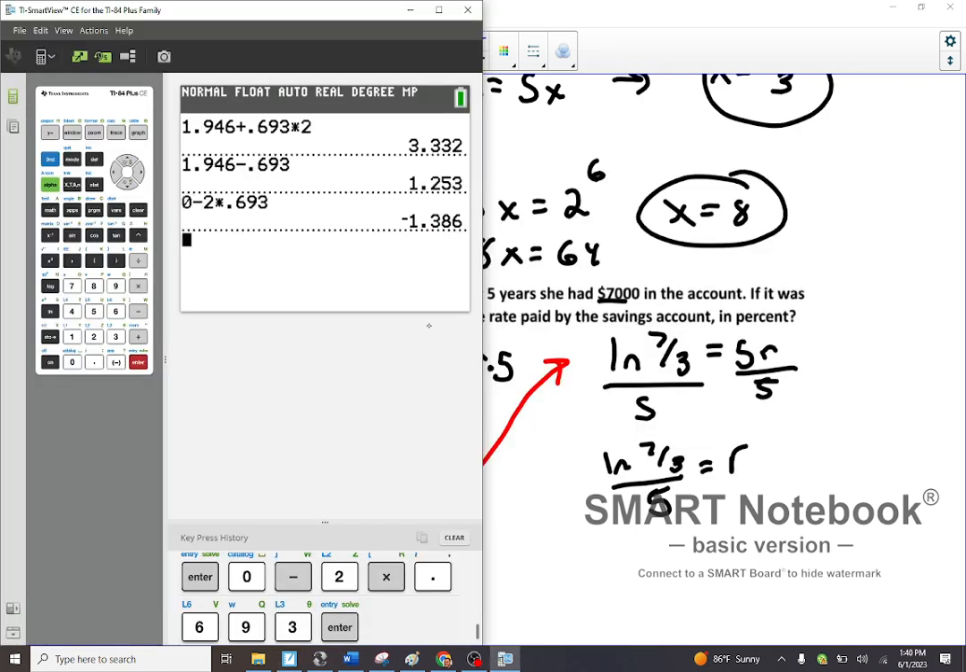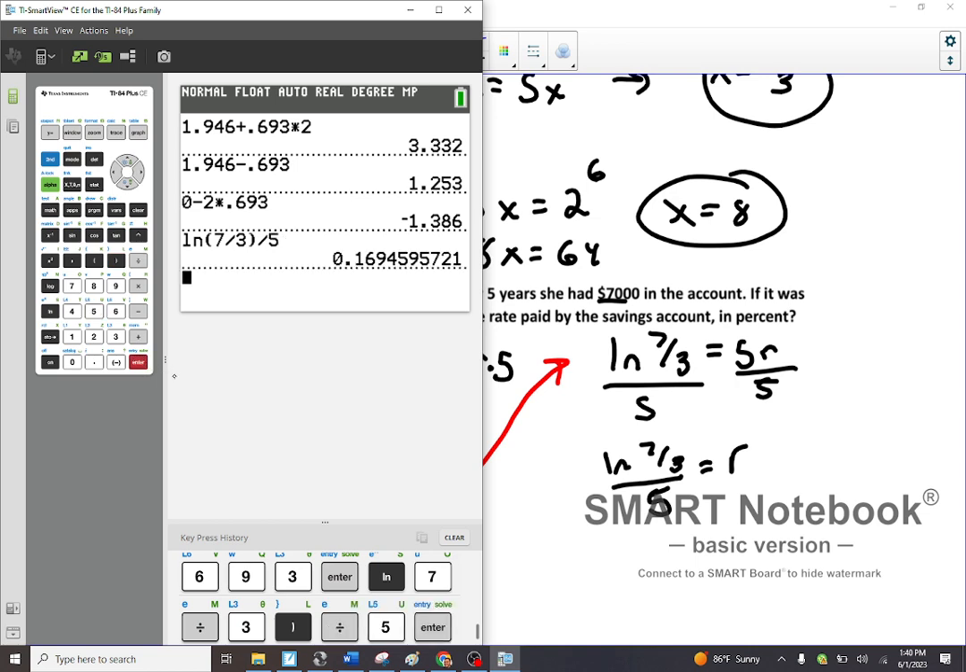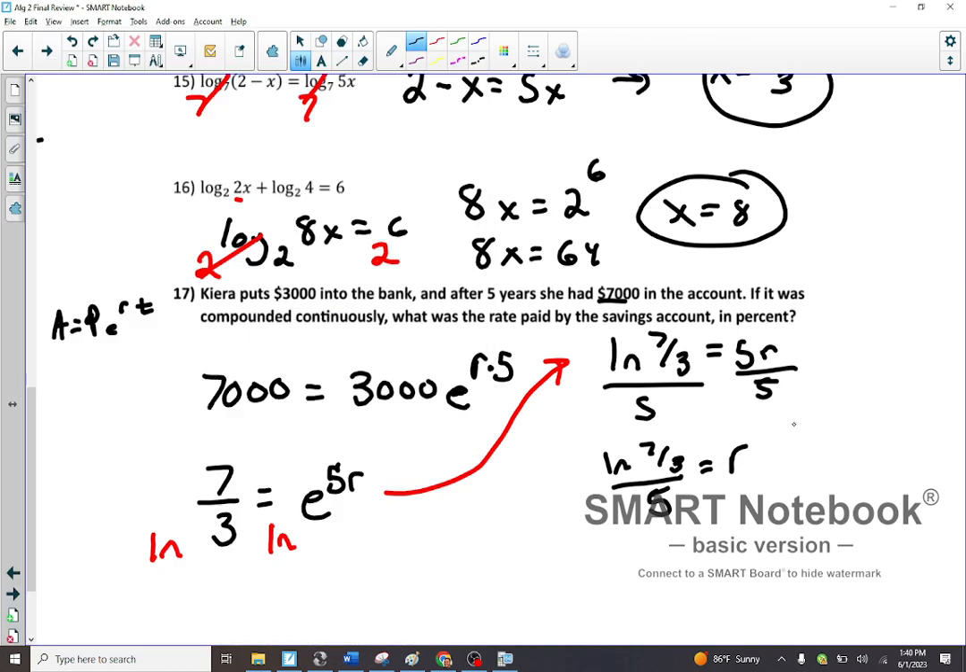So I got to take this to the calculator. ln of 7 divided by 3, close the parentheses, divided by 5. That's going to be 0.169. So in percentage, 16.9%. Okay? It is not 0.169%. It is 16.9%. You better believe one of my fake answers will be 0.169%.